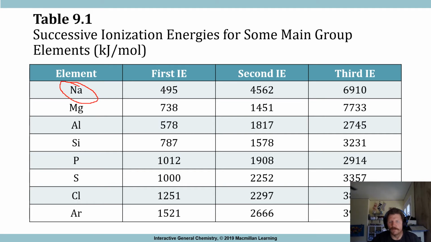Here are some examples of ionization energies, just to show the magnitude of them. Sodium goes from 495 for the first ionization energy, kilojoules per mole is the unit for this. Second ionization energy is 4562, and the third is 6910. So ionization energy increases between the first and the second across the board.